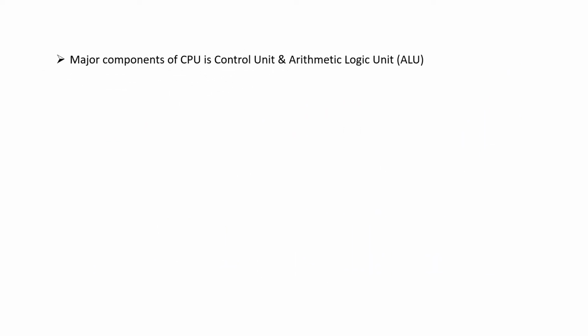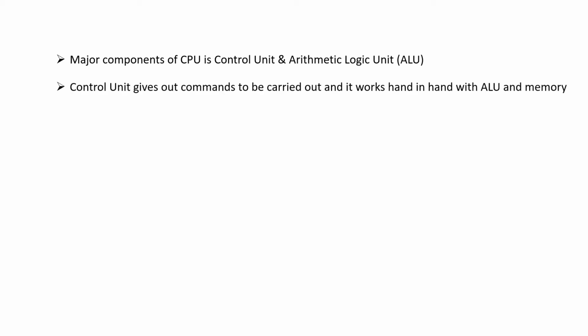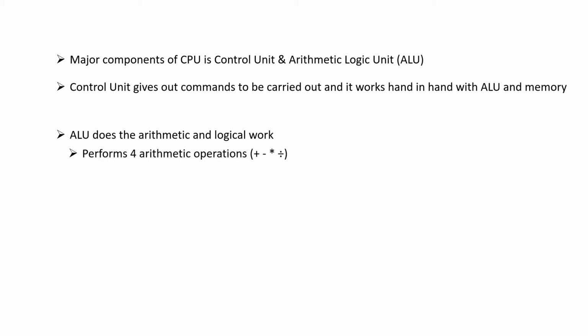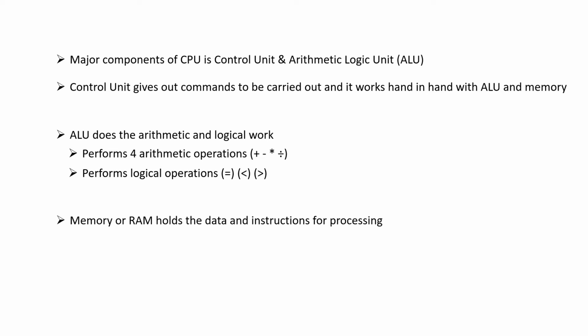The CPU is the brain of the computer. The two major components of the CPU are the control unit and the arithmetic logic unit, ALU. The control unit gives out commands that are to be carried out, and it works hand in hand with the ALU and memory. The ALU is what executes the program instructions, and it performs four major operations: add, subtract, multiplication, and division. It also performs logical operations such as comparing values, that is, whether numbers are equal to, greater than, or less than each other. Memory, or RAM, holds the data and instructions for processing.